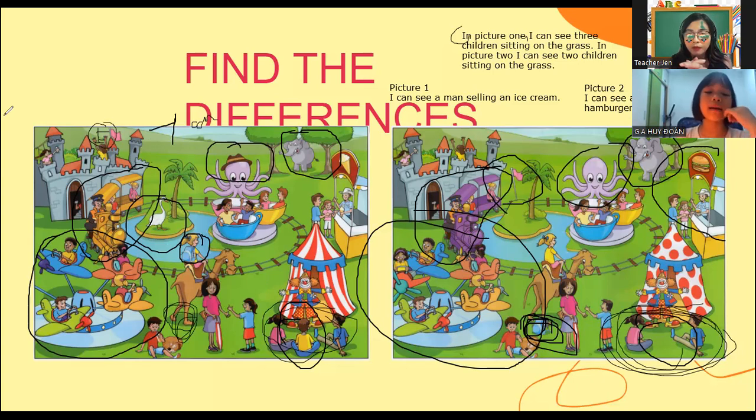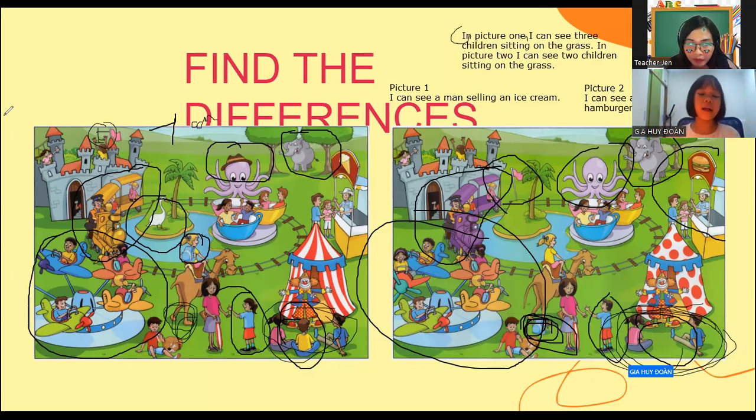In picture one, the backpack is on the girl's shoulder. In picture two, the backpack is on the ground. Yes, shoulders. In picture two, the backpack is on the ground. Okay, that's good. Is there more? Let me see. No more?